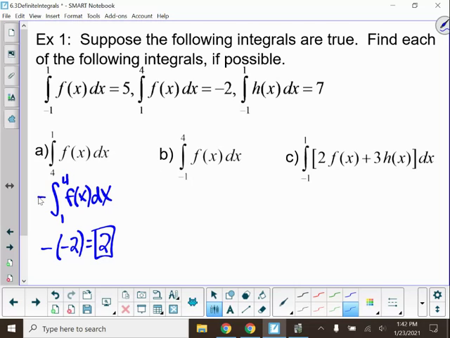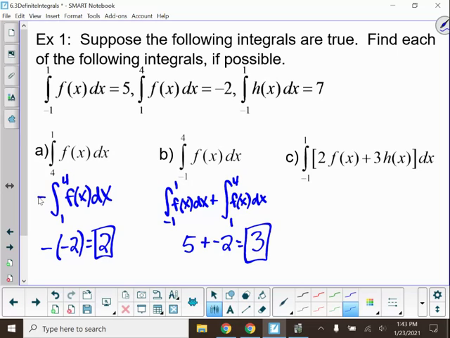Part B, if I want to know the integral from -1 to 4, well, it doesn't tell me the integral from -1 to 4 up above, but I do know the integral from -1 to 1, and I do know the integral from 1 to 4. So just like putting it together, I can also pull it apart. Instead of looking at the overall integral from -1 to 4, I can look at this in two different pieces. From -1 to 1, that is 5. And from 1 to 4, that's -2. So my overall value is going to be 3.